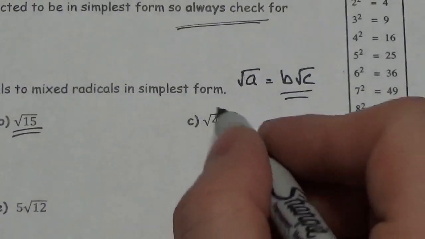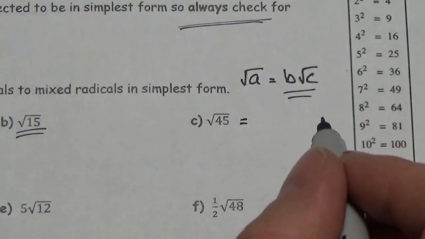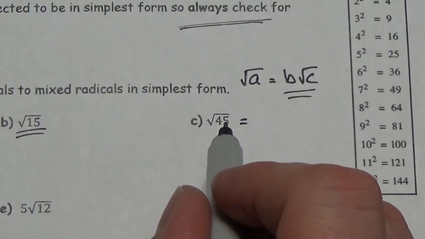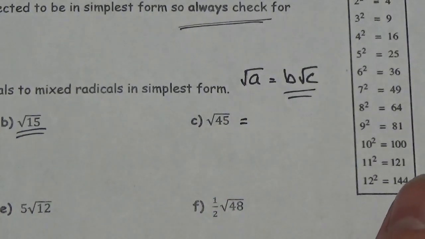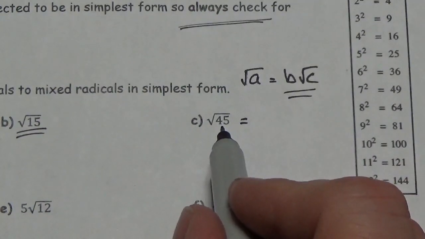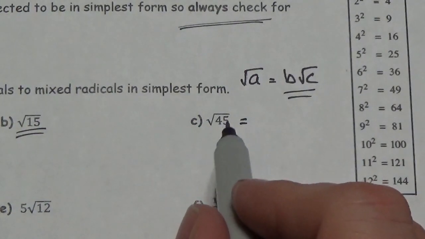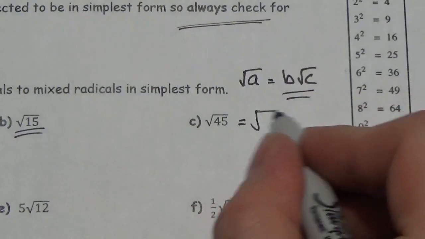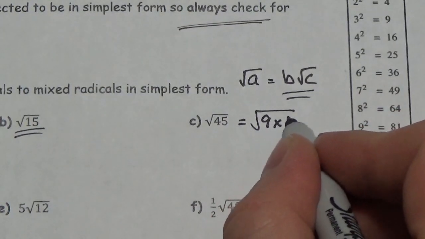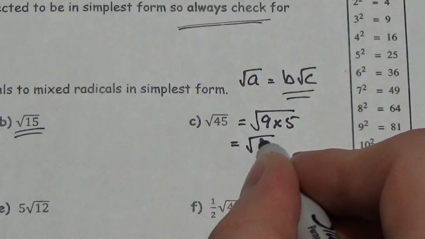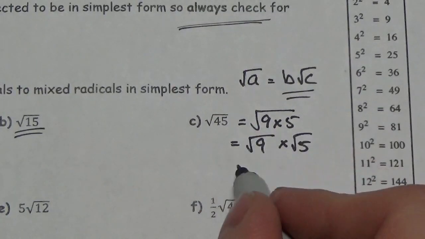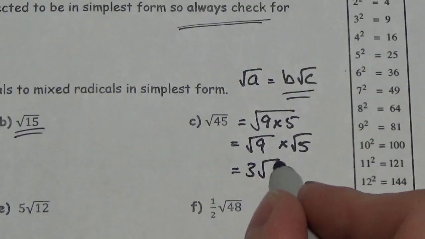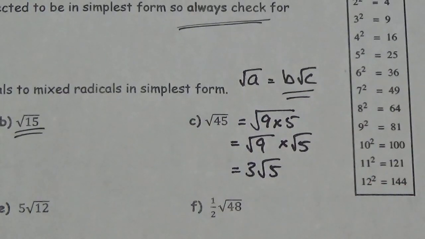Root 45. Okay, how can I rewrite this? Well, what's the largest perfect square that's a factor of 45? Okay, let's think about this. My squares are 1, 4, 9, 16, and so on. Well, it's not divisible by 4. But this is divisible by 9. This is the square root of 9 times 5. So the square root of 9 multiplied by the square root of 5. And then I know that the square root of 9 is just 3. So 3 multiplied by the square root of 5.